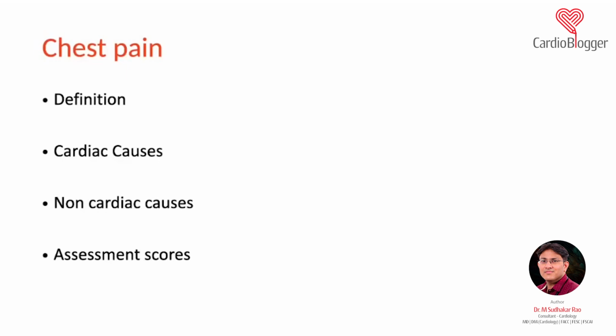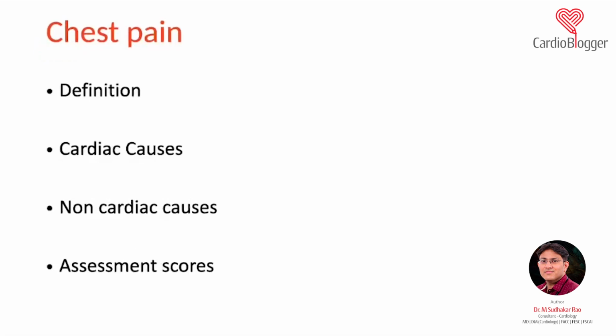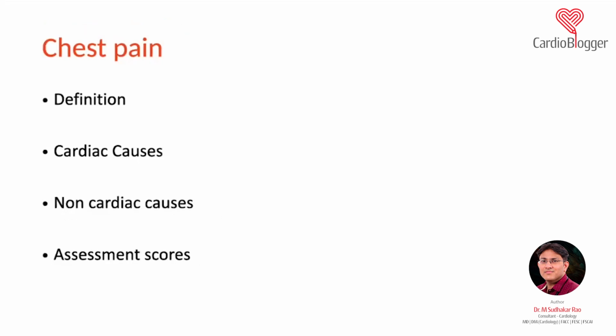If it is more than 10 minutes, a pain which is increasing in duration, increasing in intensity, and is a crescendo decrescendo pain, it becomes unstable angina. So stable angina becomes unstable when the duration increases, intensity increases, and it becomes a crescendo decrescendo type of pain. And third remains your NSTEMI or myocardial infarction, where it is a continuous pain more than 20 minutes. So these are the 3 types of chest pain which you should know.